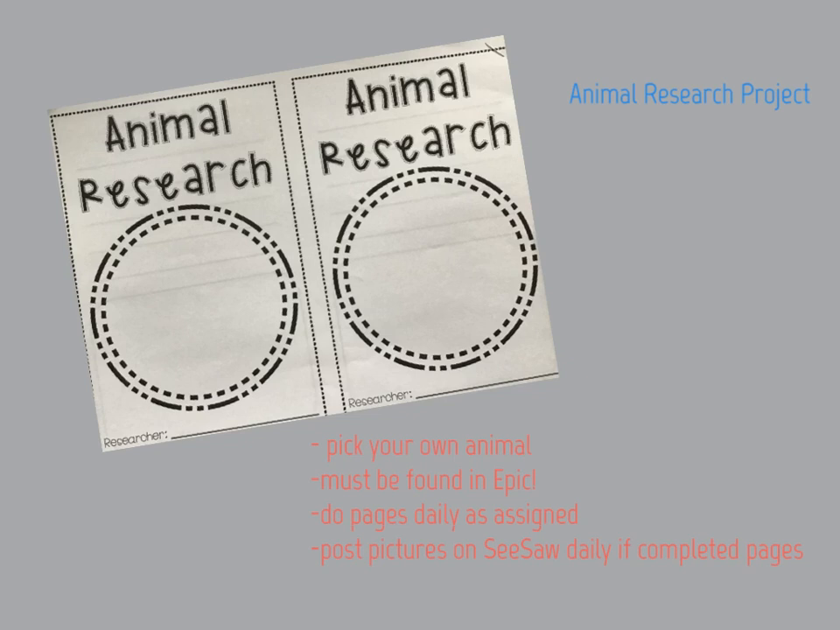This is what the packet looks like. You'll see animal research on the front in this circle, and you're going to notice there are 2 of everything, and that's in case you mess up on your picture or you mess up on one of your writings and you need to go back and do it. That way you have a second copy. If you fill out this side here and everything is great, then you don't need this side over here.